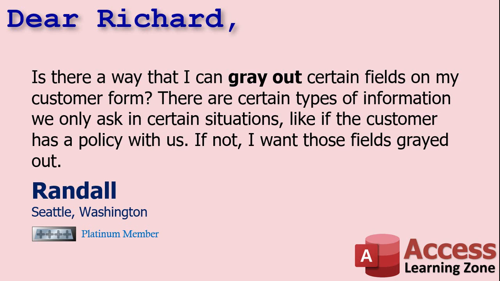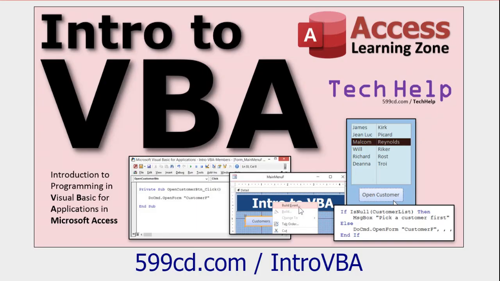Well, yes, Randall, graying out a field is called disabling the field. And if you want to do it based on some other values in the form, it's going to involve a tiny bit of programming, but let me show you how it works. If you've never done any VBA coding before, go watch my Intro to VBA video. It's about 20 minutes long. It teaches you all the basics. VBA is not hard. Don't be scared by it.